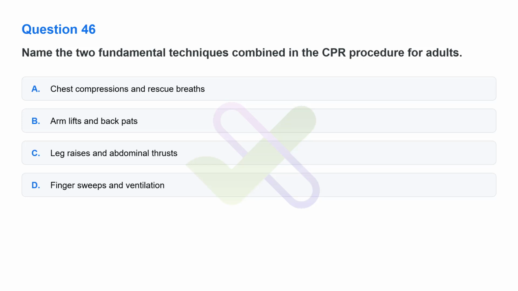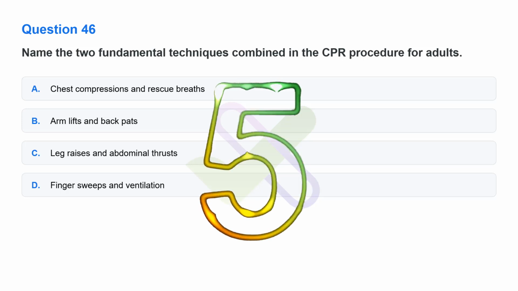Name the two fundamental techniques combined in the CPR procedure for adults. A. Chest compressions and rescue breaths. B. Arm lifts and back pats. C. Leg raises and abdominal thrusts. D. Finger sweeps and ventilation.